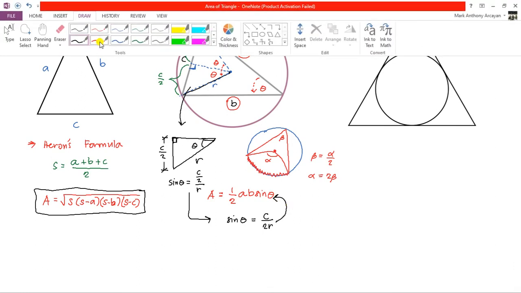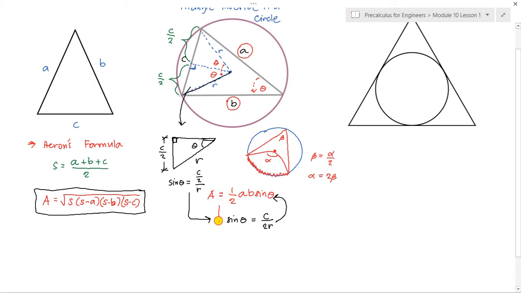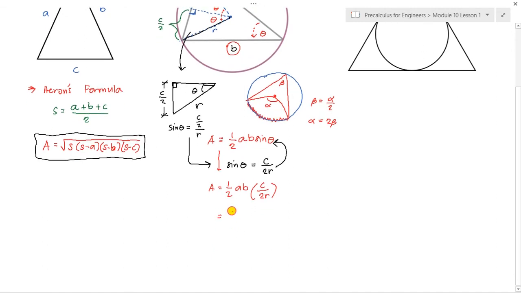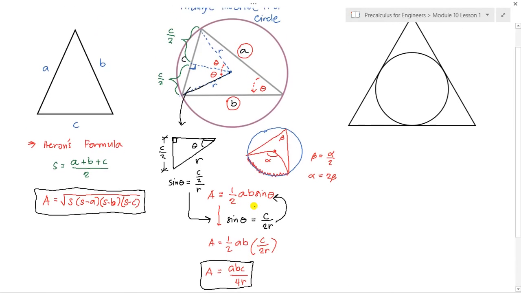So ang atong area mahimo na siya og a is equals to 1/2 ab, then sine of theta is equal to c over 2r. So put there c over 2r. Then this one equal na siya sa ABC all over 2 times 2, 4. So that is ABC over 4R. So this is now the area of a triangle nga naa siya sulod sa circle with given radius R and the three sides. So di nga na siya pag-derive.